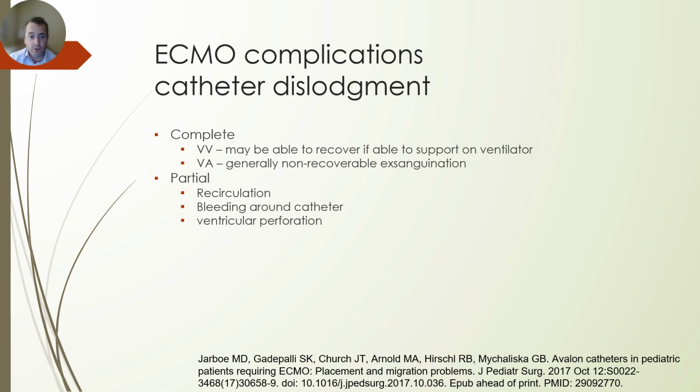There can also be partial catheter dislodgement, and some of these can be warning signs before complete dislodgement occurs. You can see recirculation for venous cannulas, bleeding around the catheter. If one of the side holes, for example, has started to come out, or ventricular perforation if this is a catheter migration complication.